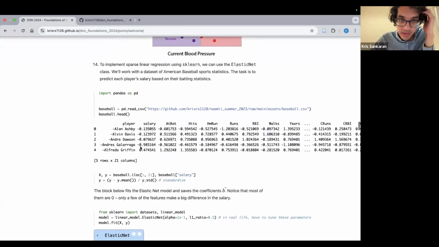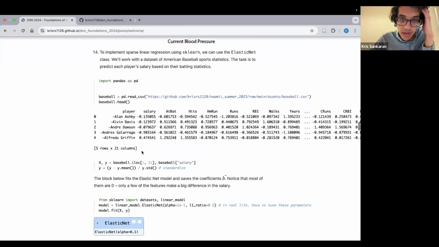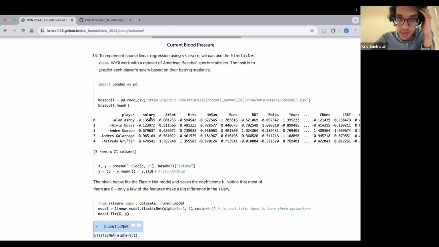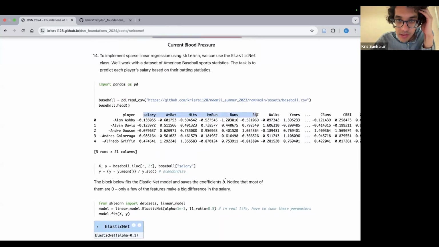How do you implement this? Again, using scikit-learn. Okay, what is this data set, first of all? It's a baseball data set. It has all these characteristics of the baseball players. So it has their salary and also just how good are they? How many home runs did they have, say? You can imagine, there are tons of features here. Maybe only some of them are actually relevant to the player's salary.